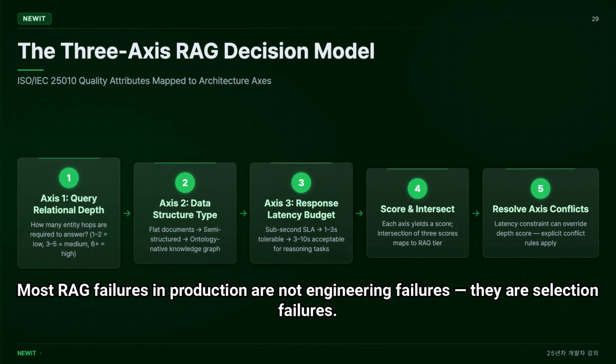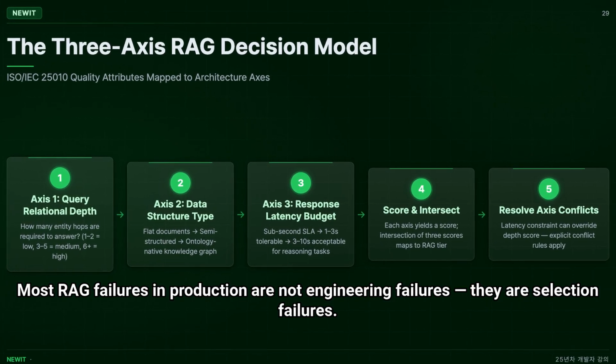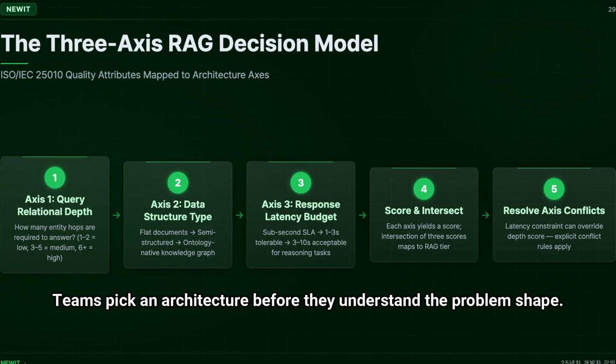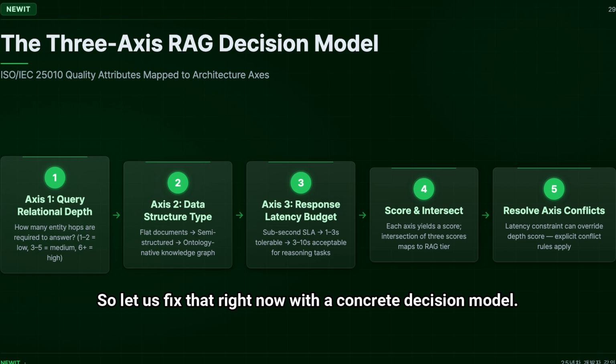Most RAG failures in production are not engineering failures. They are selection failures. Teams pick an architecture before they understand the problem shape. So let us fix that right now with a concrete decision model.